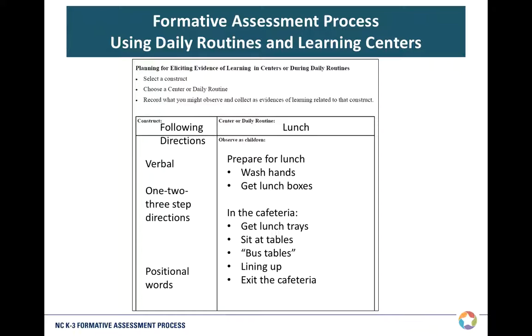So we encourage you to try this out in your classroom. Start slowly. Choose just one center or just one routine and grow from there. You will be amazed at the amount of learning evidence you can gather.